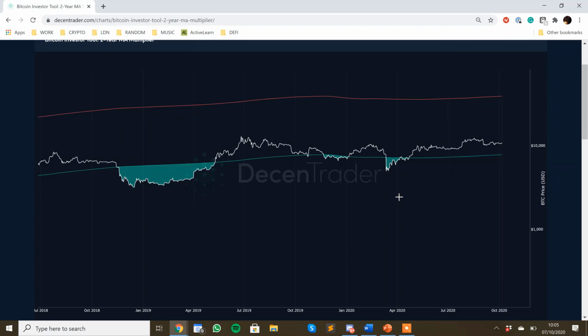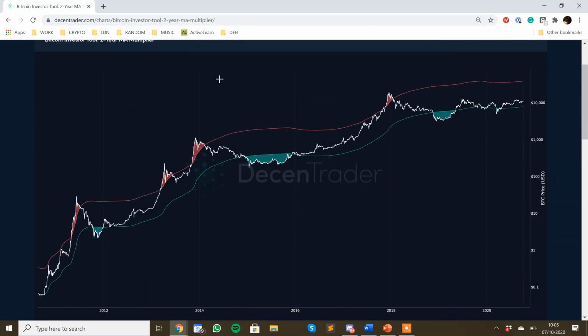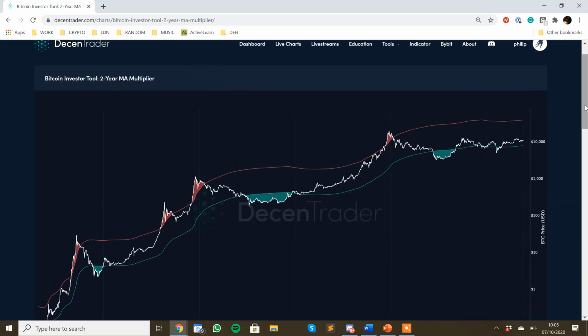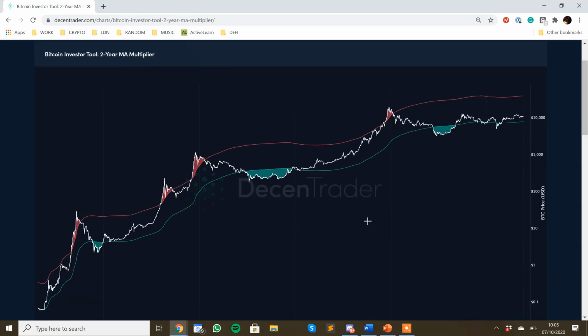Now, obviously, I don't recommend using this tool in isolation. I use this as part of an overall strategy and one of many tools that I use to help me understand where Bitcoin may be going next. And as I mentioned, none of this is financial advice.